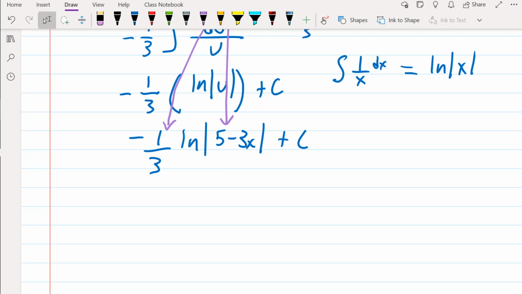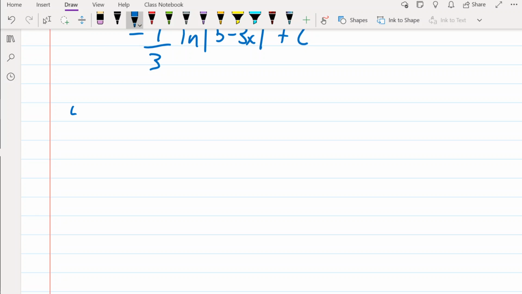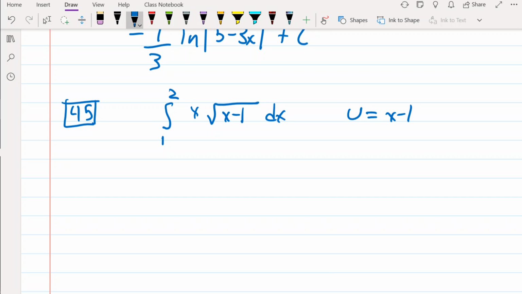45 on the problem list. So this is going to be the integral from 1 to 2 of x root x minus 1, dx. First we're going to have to select a value for u. So we're going to do x minus 1, as it is the term that is overall larger. But this will also mean that x equals u minus 1, and we're going to need that. Our du is going to equal dx.